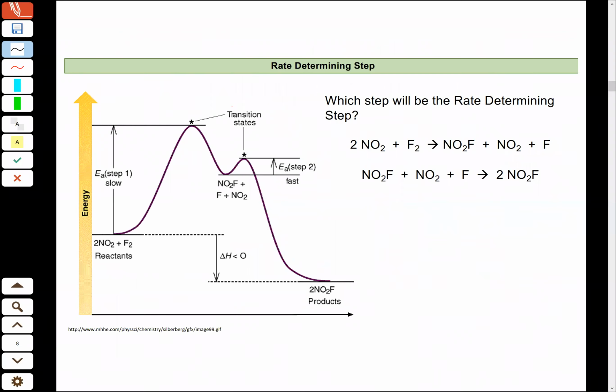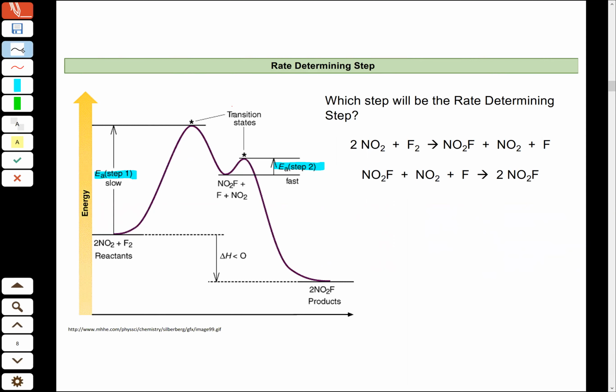All right. So let's go back to that reaction we started looking at in the very beginning, NO2 and F2 forming 2NO2F. And we have this reaction diagram we looked at before with two different activation energies for our two steps. We have a first step activation energy and a second step activation energy. And the question is, which step will be the rate determining step?